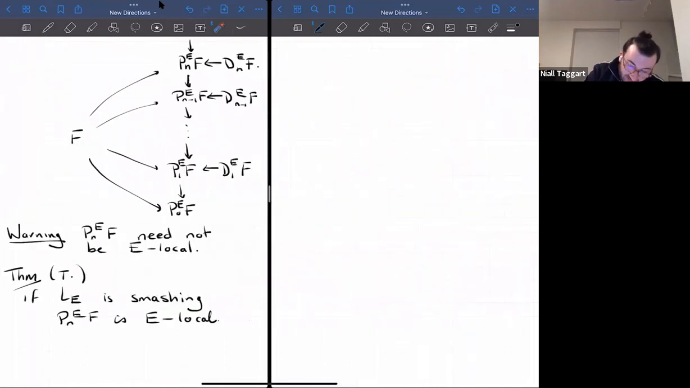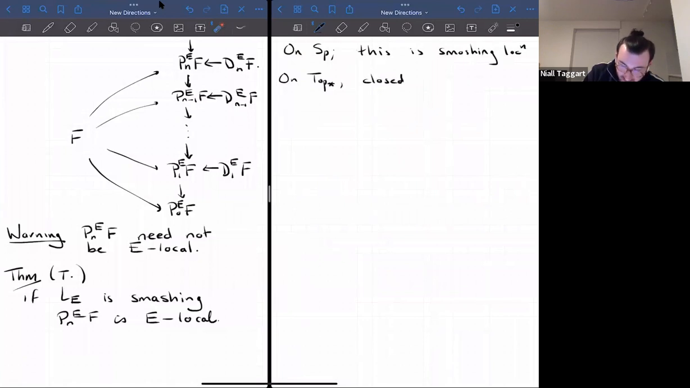On spectra, when I say smashing, I actually mean smashing. So these are smashing localizations, in particular localizations which are closed under colimits. But on spaces, smashing doesn't really make sense because you can't really smash with a local sphere. So on spaces, I just mean that it's closed under colimits.